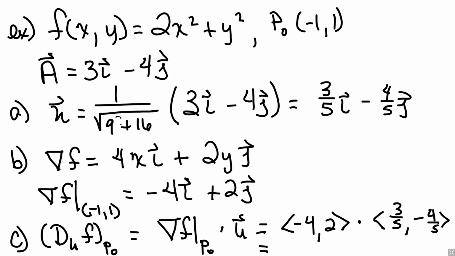So if we do the dot product here, we're going to end up with negative 12/5 minus 8/5, which is going to give us negative 20/5, not fourths, which is going to equal negative 4. Any questions?